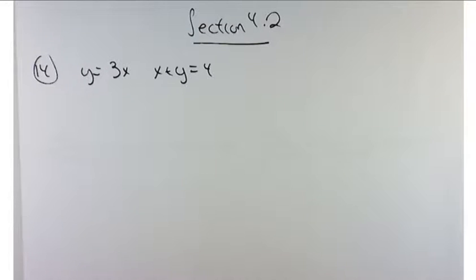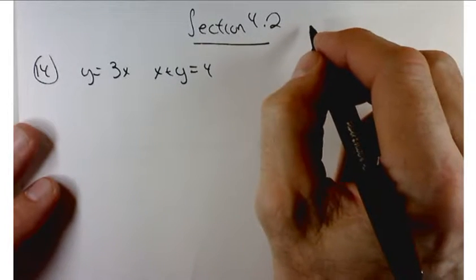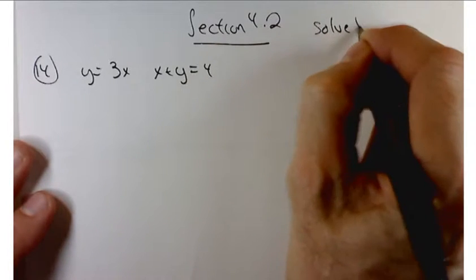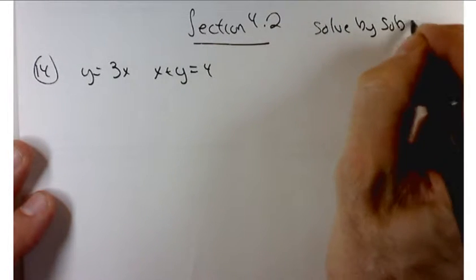In section 4.2, we're going to solve systems of equations. But as we saw at the end of section 4.1, solving by graphing has its shortcomings. It's kind of a pain sometimes. So what we're going to do is solve systems of equations by substitution.